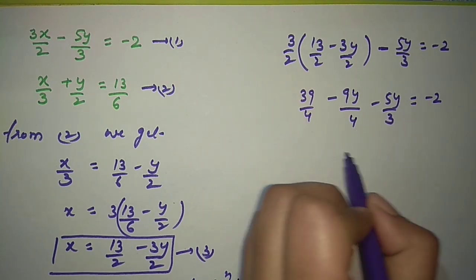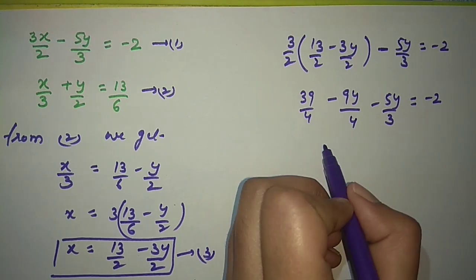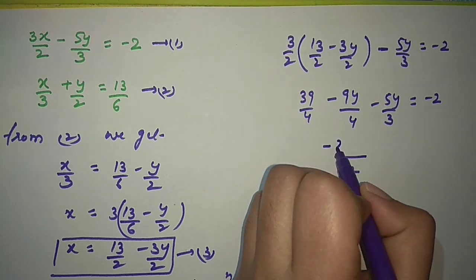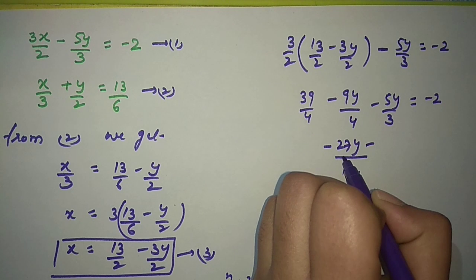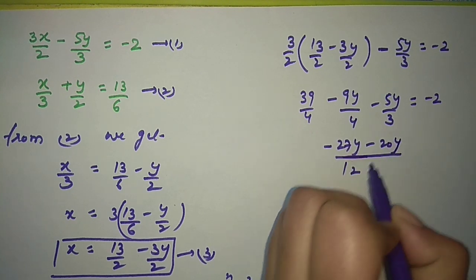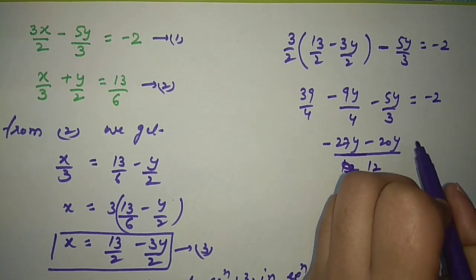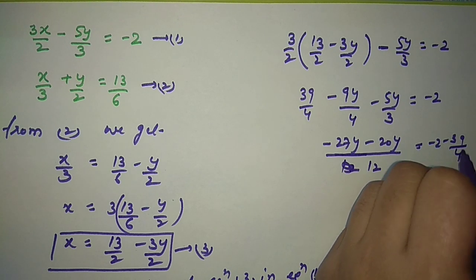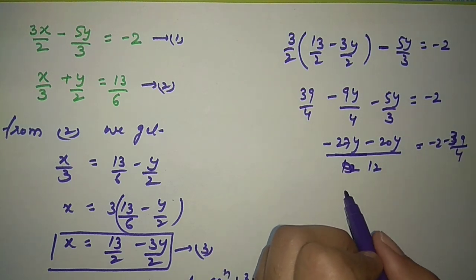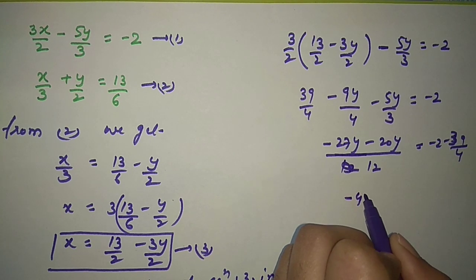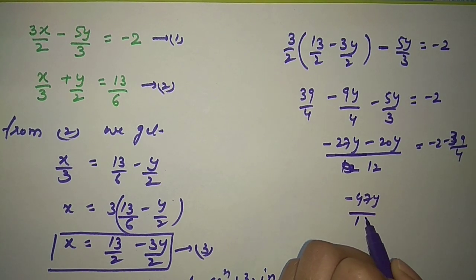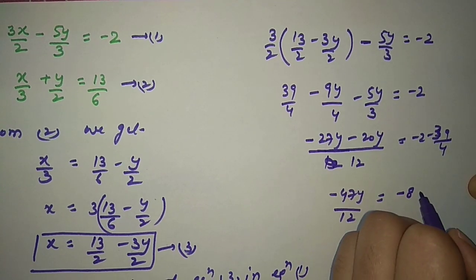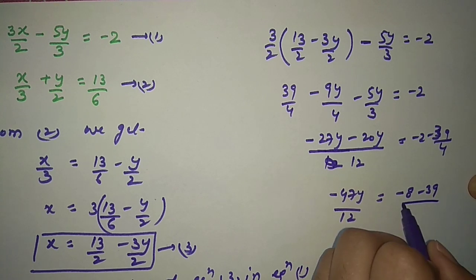We have to take LCM here and bring 39 by 4 to this side. So we get minus 27y minus 20y, and 12 is our LCM. So here we have minus 2 minus 39 by 4. So on solving we have minus 47y upon 12 is equal to minus 8 minus 39 upon 4.